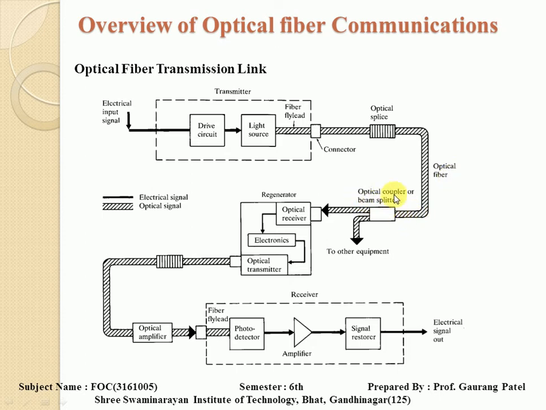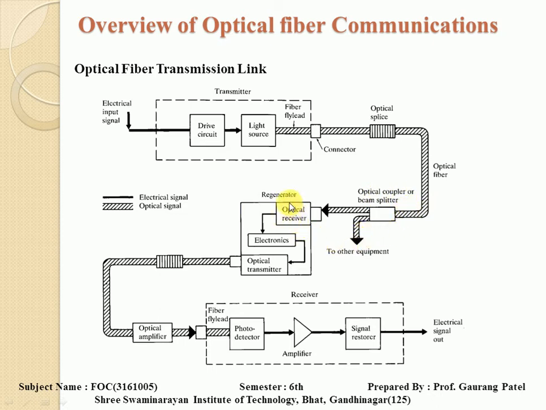Now what is the role of this optical coupler or beam splitter? Basically this optical coupler is used to couple the optical signal to other equipment. For example, suppose आपको optical signal की strength measure करनी है, then some part of the optical signal will be given to the measuring equipment by use of this optical coupler or beam splitter.